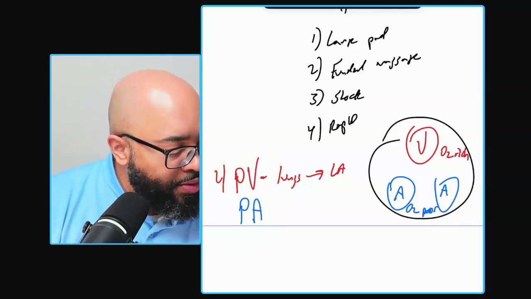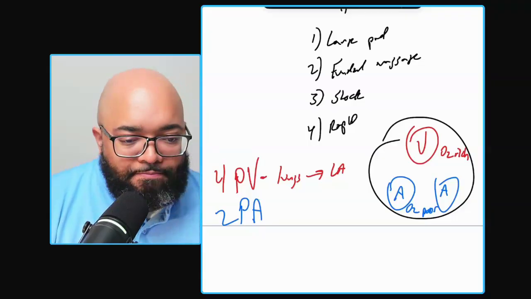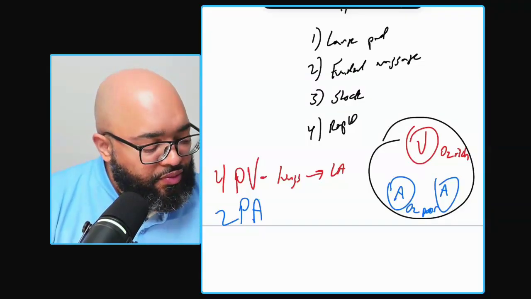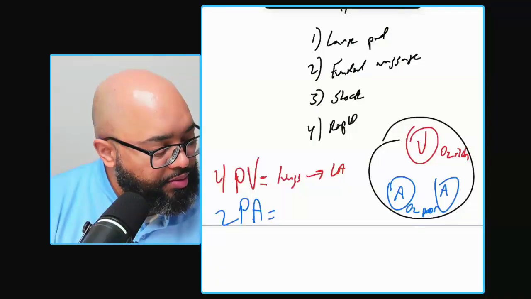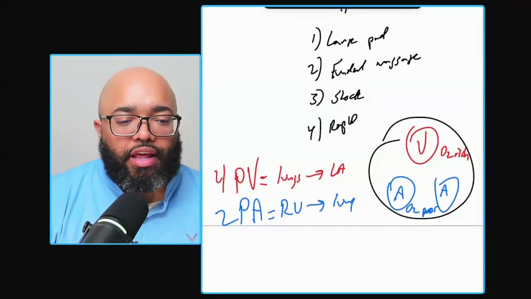But the pulmonary arteries, you have 2 pulmonary arteries, left and right. And where does blood go, from what to what? Heart to lungs. What part of the heart? The right ventricle. Okay, right ventricle to the lungs.